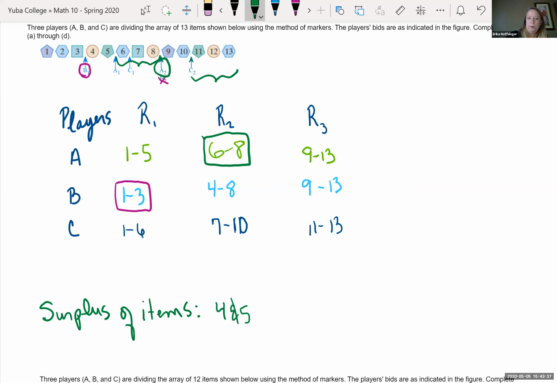They have from 11 to 13. So they got 11 through 13, and player A stopped at 8. That means there are some extra items. So our extra items are going to be 9 and 10.